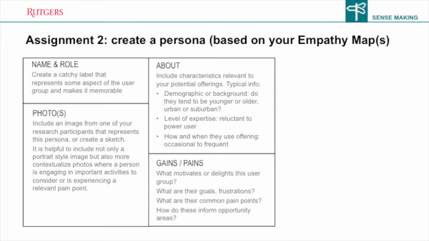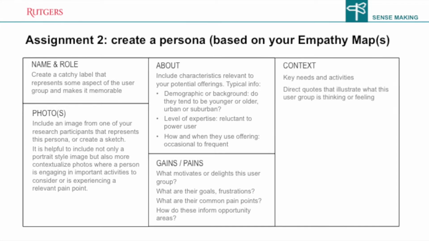Then the gains and the pains. And you should have already captured this in your empathy map. But what motivates or delights this user group? What are their goals, frustrations? Are there any common pain points that this particular group has? And then how do these inform opportunity areas? So you want to say, well, these opportunity areas are some of the ones that we really want to focus on when we start generating concepts.